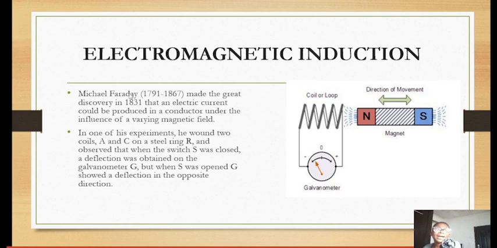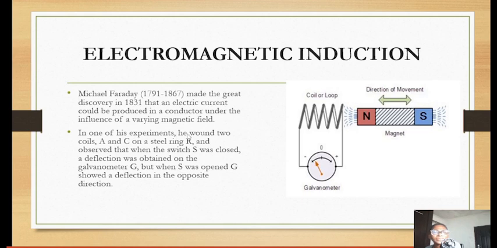Electromagnetic induction. Michael Faraday, 1791 to 1867, made the great discovery in 1831 that an electric current could be produced in a conductor under the influence of a varying magnetic field. This is a magnetic field. You already know that magnetic fields are just imaginary lines around a magnet, or around an electric field where the electric field is mostly felt.